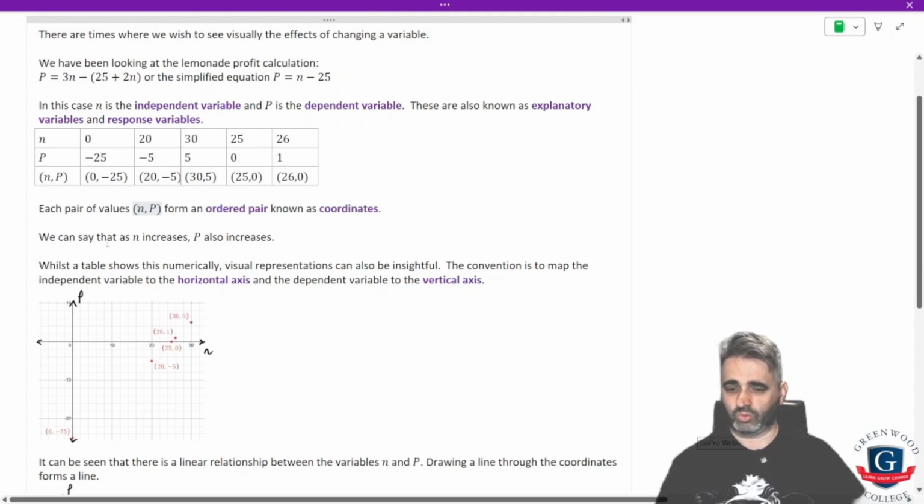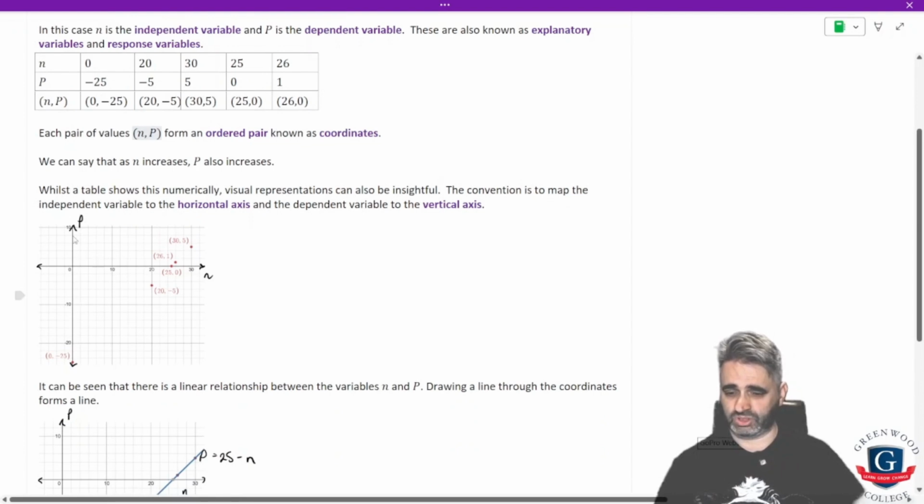Now, when we look at this, we can make some conclusions. Once we've listed these in order, we can see that as n increases, so does p. We can also see that visually. So here's a graph. We've put n on the horizontal axis and p on the vertical axis. When we're going to plot a coordinate, we go horizontally this many values and vertically this many values.